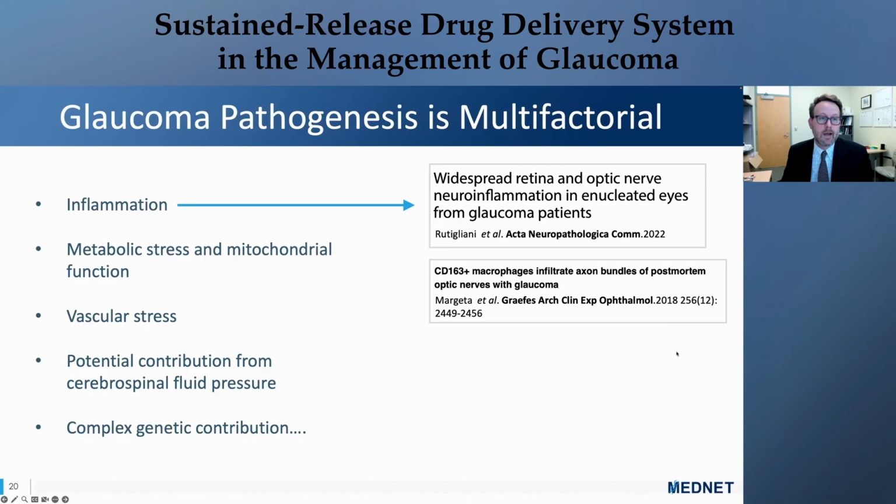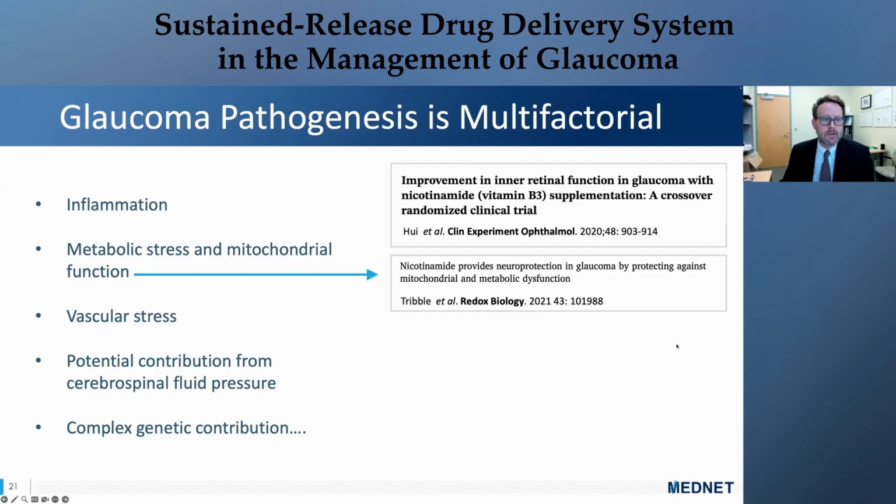There is evidence that inflammatory mediators are important in glaucoma pathogenesis. In glaucomatous eyes, it's been shown that there are activated immune cells in the optic nerve head and the retina. It's not yet clear whether these activated immune cells are beneficial or pathologic in the pathogenesis of glaucoma, but they're a potential target for therapeutic intervention.